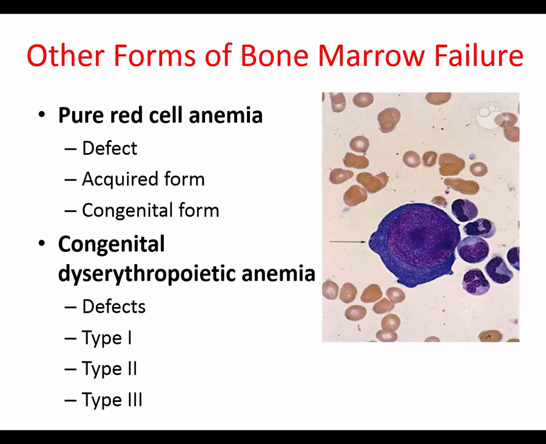Either one of these can be inherited or it can be acquired. Okay? And they're very rare. I think for congenital dyserythropoiesis, there are about 500 to 600 people in the world that have this disease. It's not as common as something you see every day.